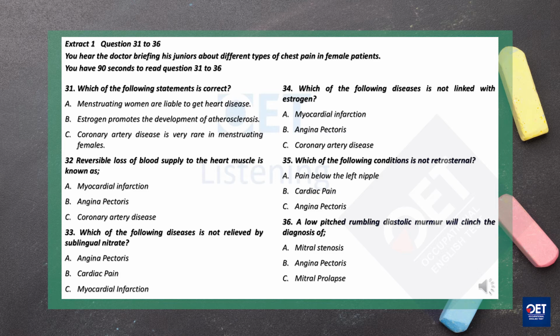Mitral stenosis or rheumatic valve disease is a common rheumatic condition in females and can cause dyspnea and chest pain. The patient will have symptoms like expectoration and a cough, and there would be a low-pitched rumbling diastolic murmur that will clinch the diagnosis. A 2D echocardiography will be confirmatory.